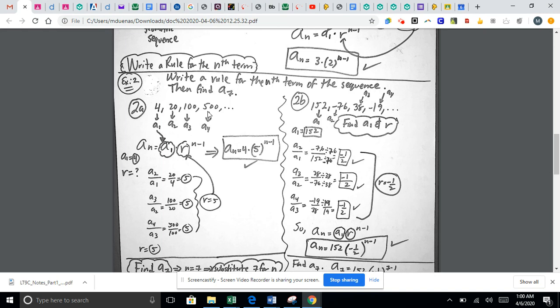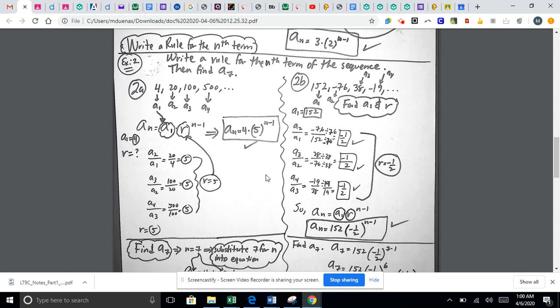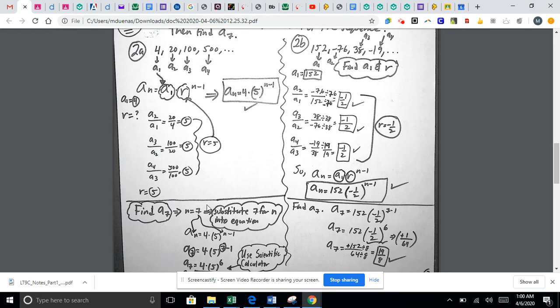Now, for these two questions that we just did, we're going to find a sub 7, because that's part of the question. So we found the rules for both, but how would we be able to find a sub 7 once we know the rule? This might be something that you're familiar with since we talked about it when we did arithmetic sequences. Overall, yeah, you guessed it. We're going to find a sub 7 by substituting 7 in for n into the equation.